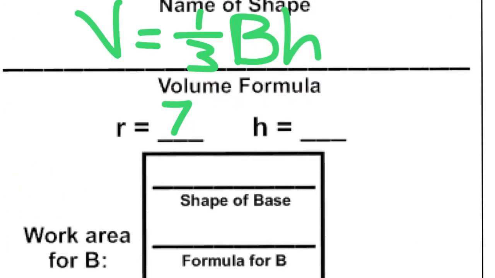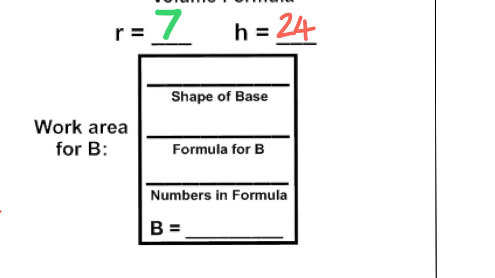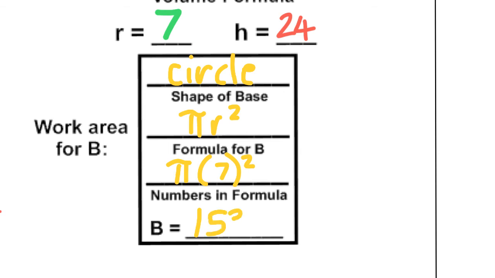So now that we've had that little side step of work, we get to substitute our height. Now going back to the shape of the base. The shape of the base, it is a circle. To find the area of a circle, we use pi r squared. We'll put our numbers in. Our radius was 7, so it'll be pi times 7 squared. Please put that in your calculator and round to the nearest tenth.